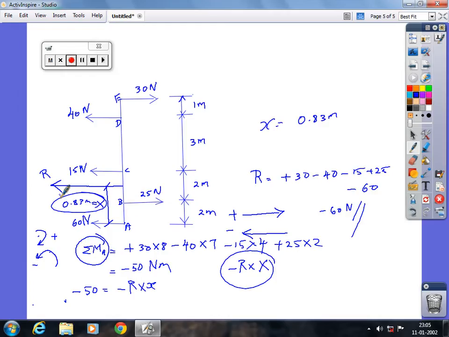The answer is 0.83 meter, and the unit is important. Distance is going to be in meter. And all of you listen here. What will be the unit of moment? Can you guess? Very good. Newton meter. So now you can write it as a note. The unit of moment is Newton meter. Okay, so with this we'll get into some other problems.